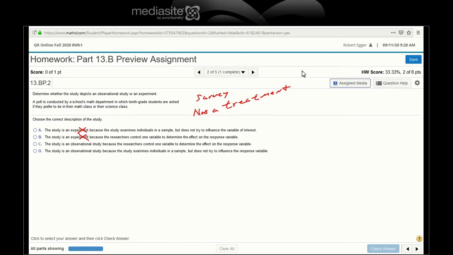So, study observation because researchers control one variable, determine the effect. When we're controlling a variable, that implies an experiment. The study is observation because the study examines individuals in a sample, but does not try to influence the response. That is the textbook definition of part of an observational study. Not trying to influence the response. Just want to see where it goes.